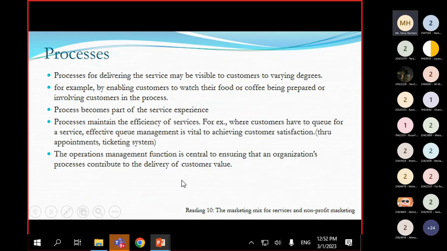The second is called processes. Processes for delivering the service may be visible to customers to varying degrees. So you enter the movie theater and you see lots of chaos, people all around the place, the line is so long. This is a process. This is how the process is organized.